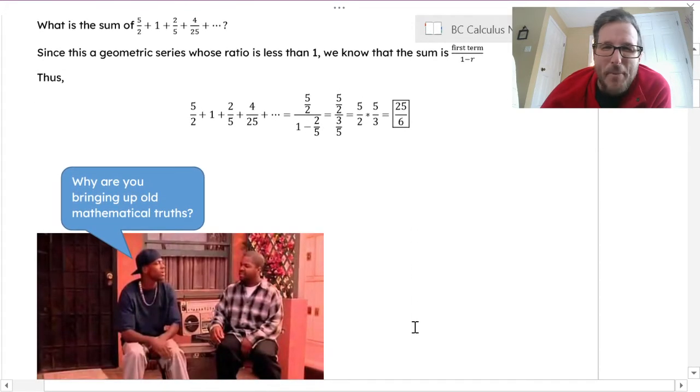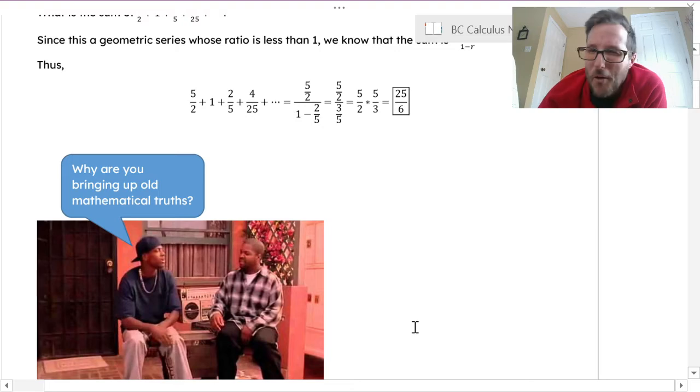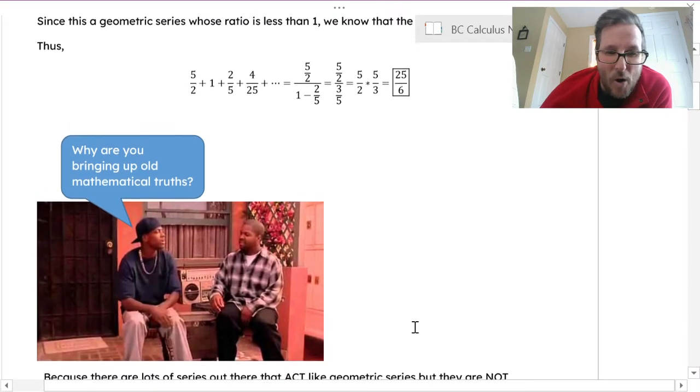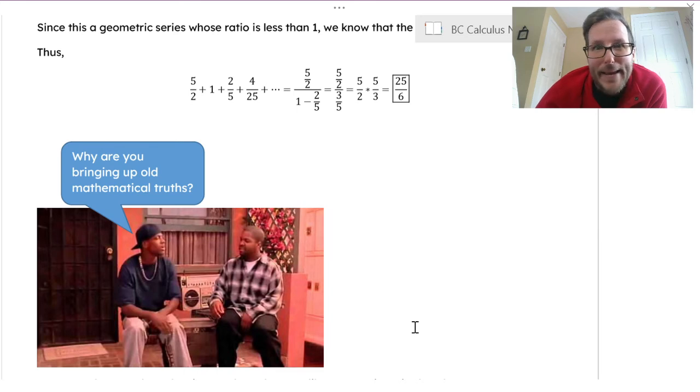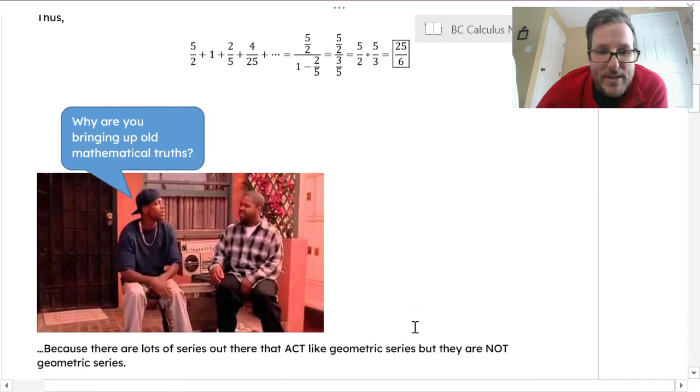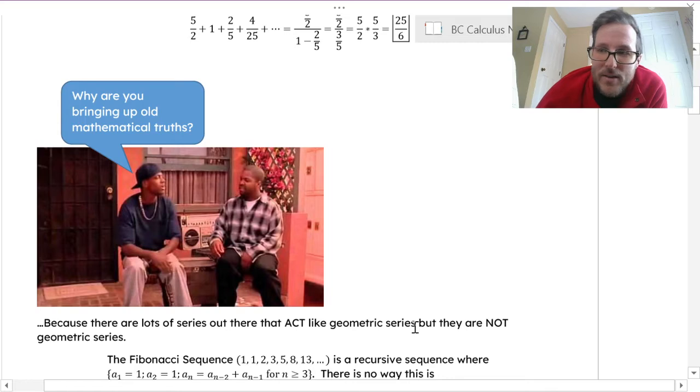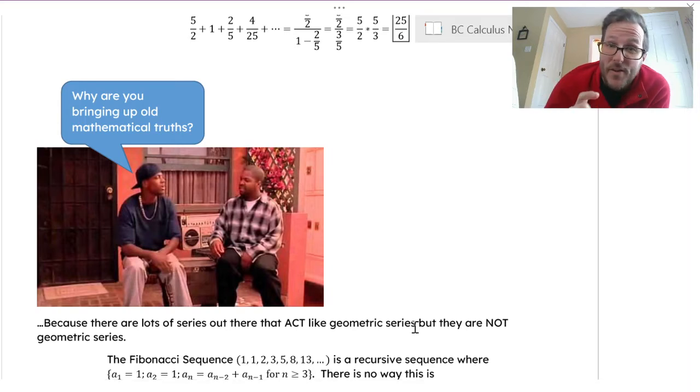Got it. Now, why are you bringing up old stuff? Why are you bringing up old mathematical truths? Oh, maybe because all new math is just old math repackaged? Maybe. That's right. Ratio test is connected to this old stuff about geometric series. Now, there's a lot of series out there that are like geometric series, but they're not really geometric series. They kind of have a common ratio, but they kind of don't.